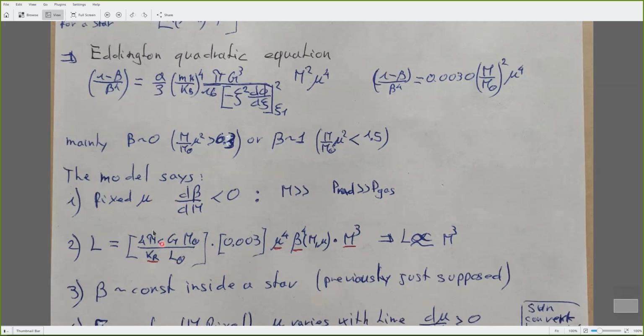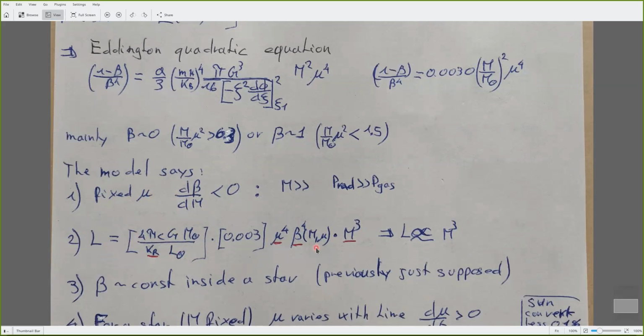Then, if you calculate the luminosity, here we can see what depends on the opacity, the ratio of how important the gas pressure is, and the mass. Keeping the others more or less constant, supposing that the opacity is more or less the same among the stars, the composition is the same, and there is not a big change in beta, the luminosity is more or less proportional to the cube of the mass, something that we saw also earlier.